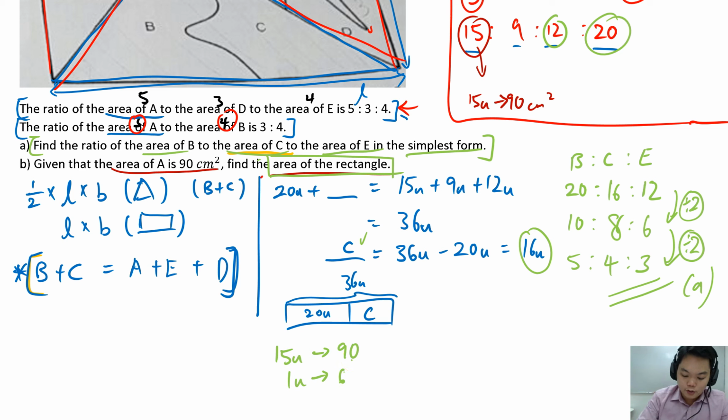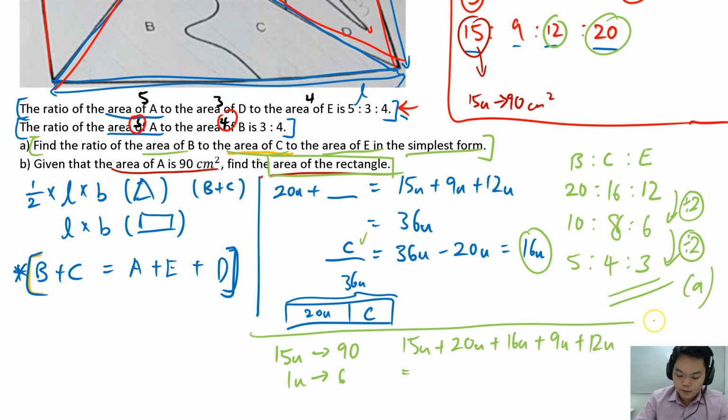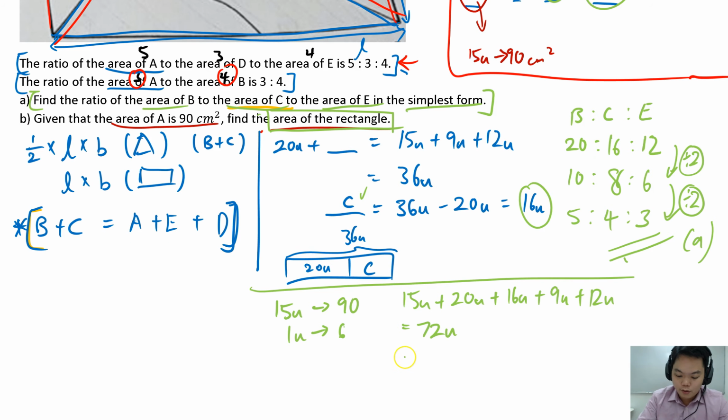The total area is going to be A is 15 units, B is 20 units, C is 16 units, D is 9 units, E is 12 units. That would give you 72 units. So the total area would simply be 72 times 6 to give you 432 cm squared.